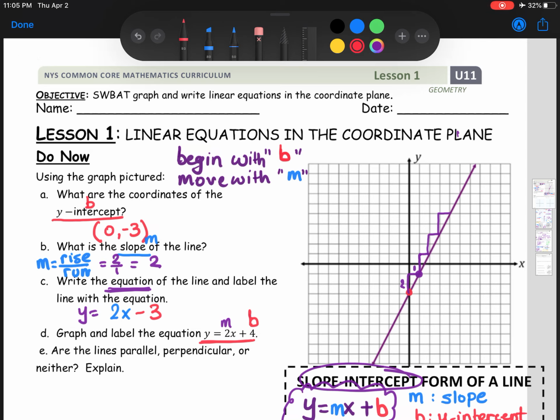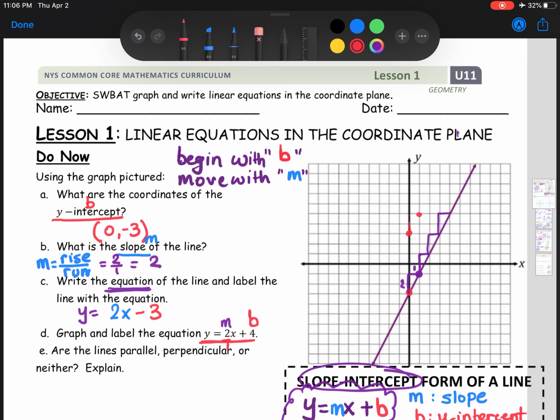b is right here: 1, 2, 3, 4. That is 4. And your slope is what? 2. So that's your rise, but what's over it? So it's 2 over basically 1. Can I write it 2 over 1? So it's up 2 over 1.